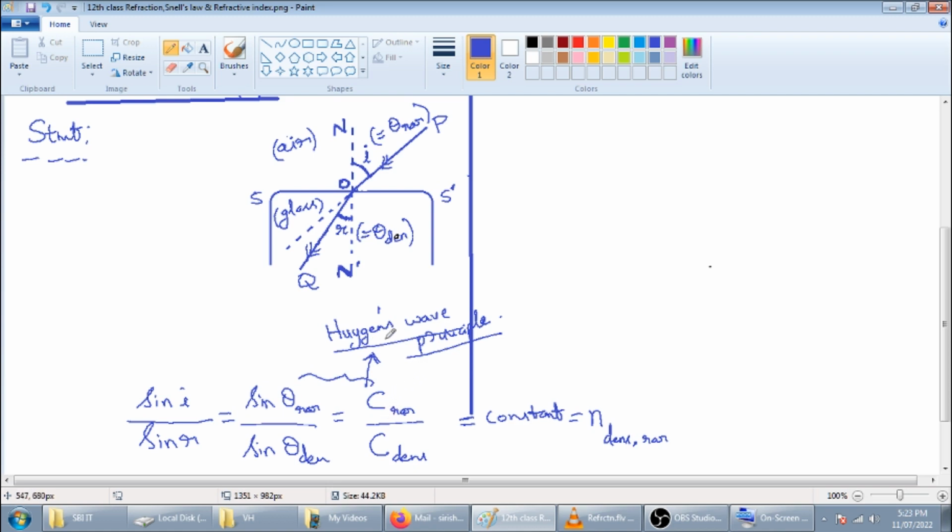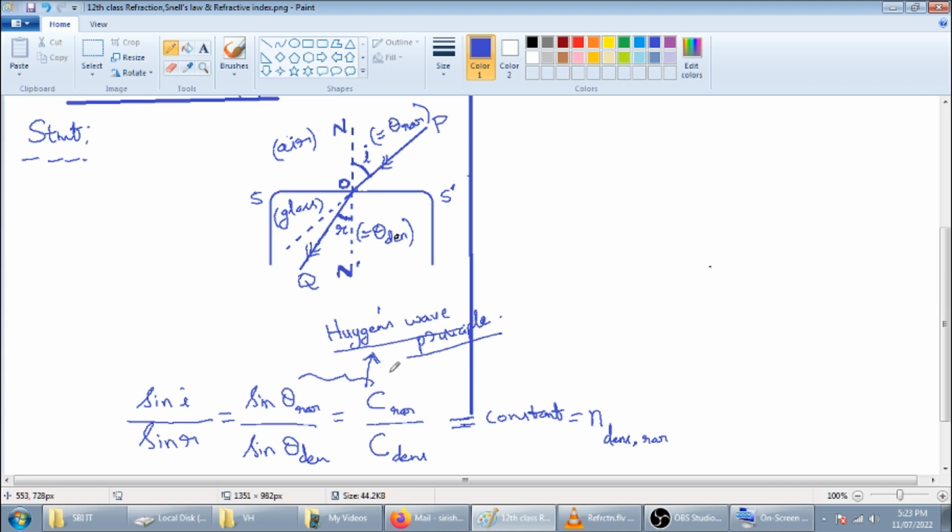Now this is proved from this Huygens wave principle. Now what about these velocities? Velocity of light in air or vacuum, you have learned that it's 3 × 10⁸ meters per second. So in water, for example, in glass, if we are taking glass as a denser medium, its value is about 2 × 10⁸ meters per second. So they have fixed values. So both these are constants here. Constant by constant is what? It's simply a constant.